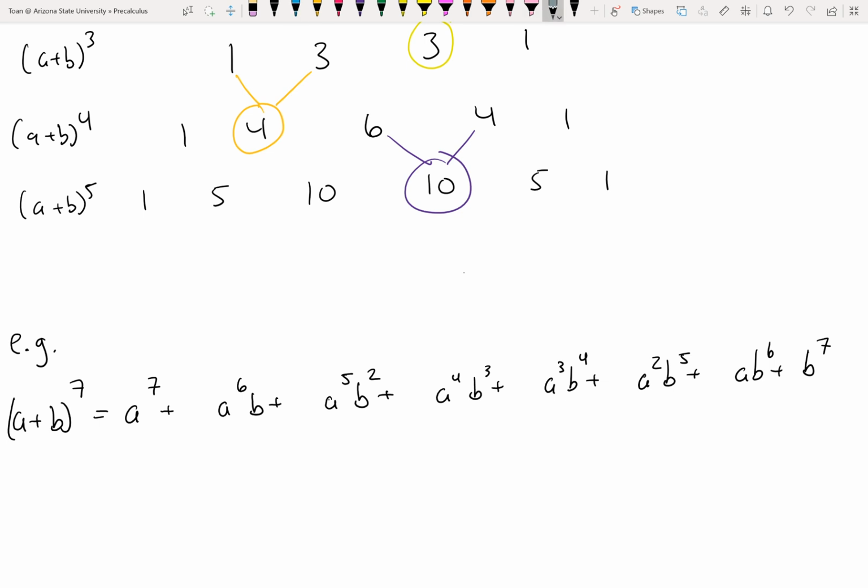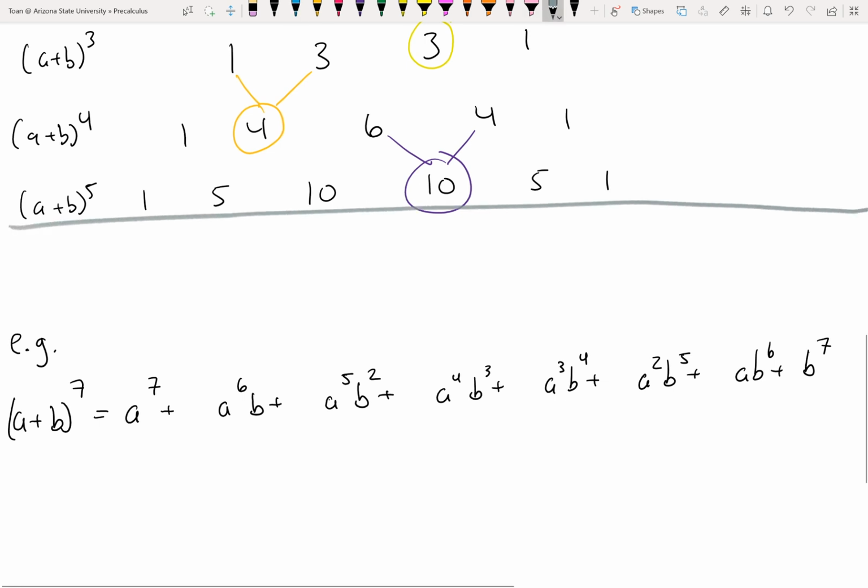So what do we have here? I'm going to put a line here to indicate that we're stopping for the notes. So then this would be 1, 6, 15, right? 10 plus 5 is 15. That's 20. 15, 6, 1. We start with 1. 7, which is what we want.